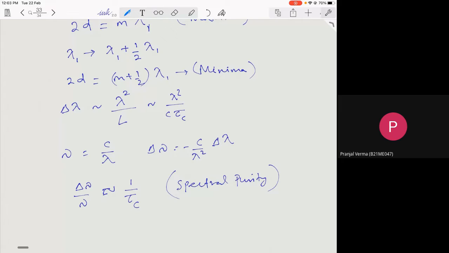Only the optics part, whatever I have done. So Thursday we will have one quiz, and then Friday I will have another quiz after the class. The Friday quiz will be from whatever we are covering from today until Friday.